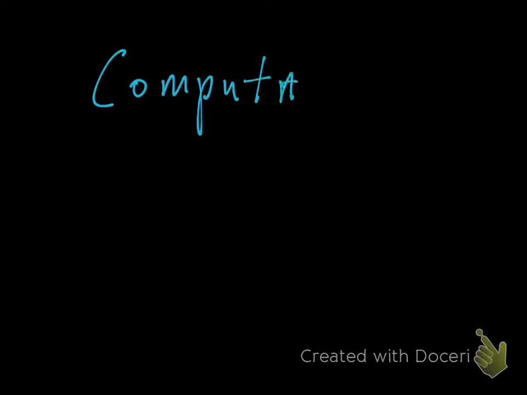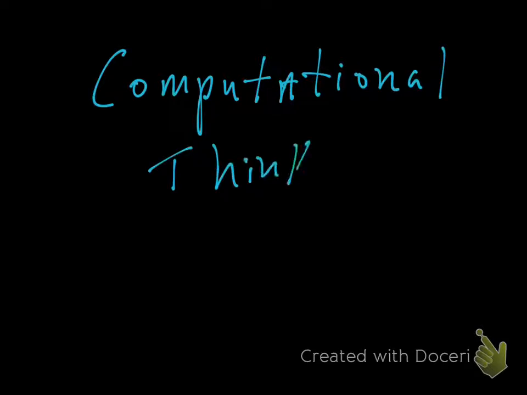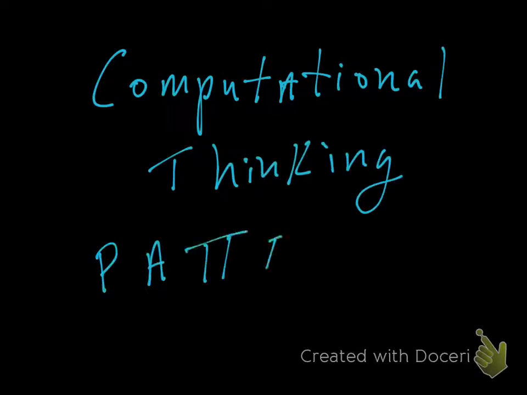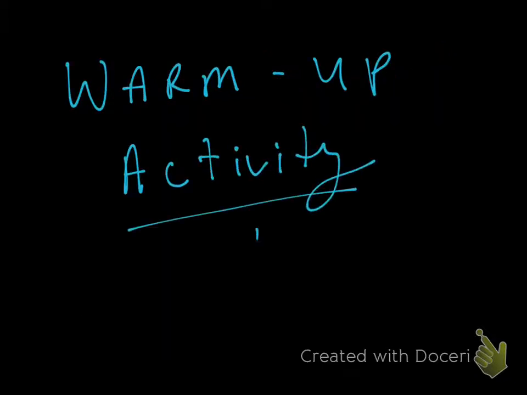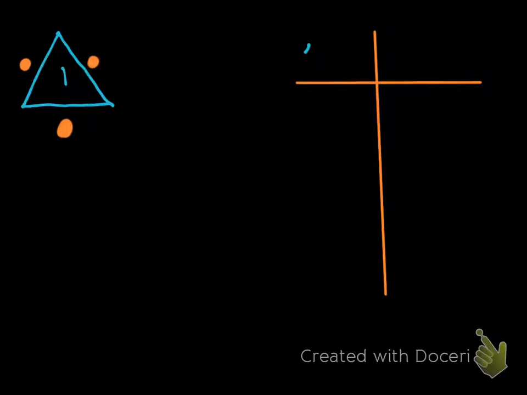Hey everybody, I'd like to introduce you to a key component of computational thinking called patterns. For our warm-up activity today, we're going to look at a concept of using triangles to represent tables, really. So these triangles represent tables that we need to set up for a party. And as you can see, the orange dots around the tables represent the people.